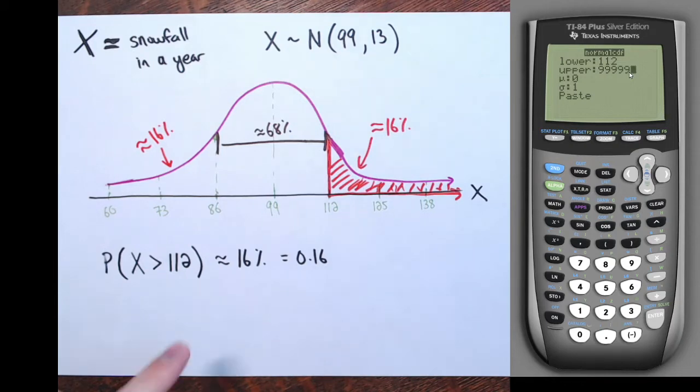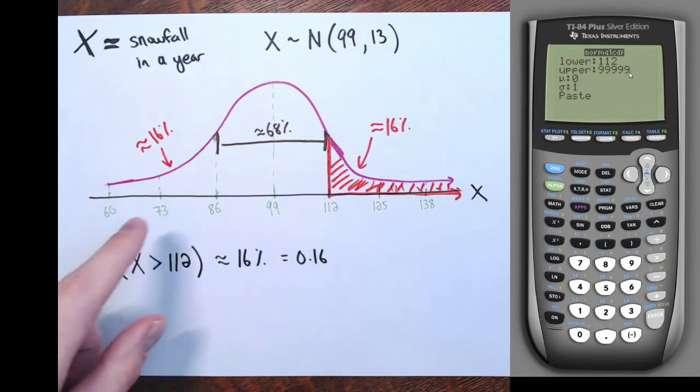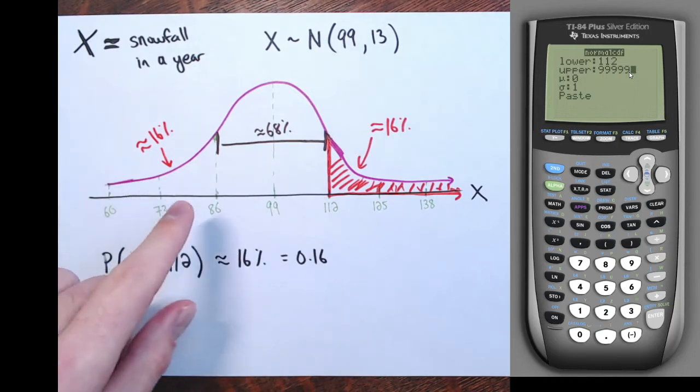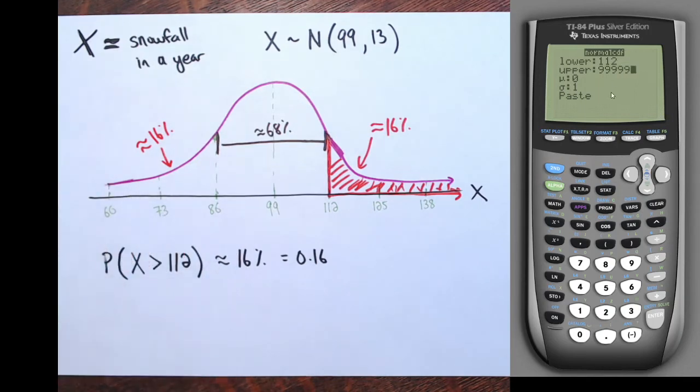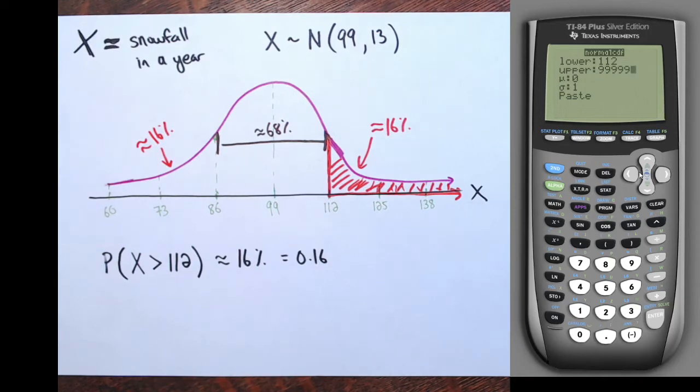All right, and then if I was doing the left, I would do the same thing with a lower value. If there was no lower value, I'd put in for the lower value, negative 99999 or something, right? Some big negative value that's clearly way far away from the mean. All right, now the mean is not 0, right? This is not the standard normal. This is just some other normal distribution. The mean was 99 inches, right? So I entered 99. The standard deviation, 13, not 1.